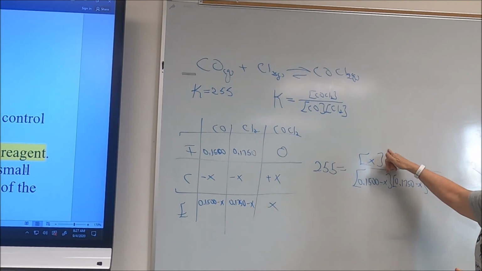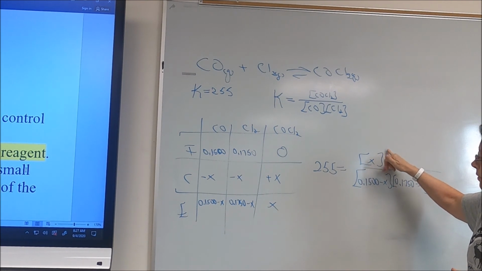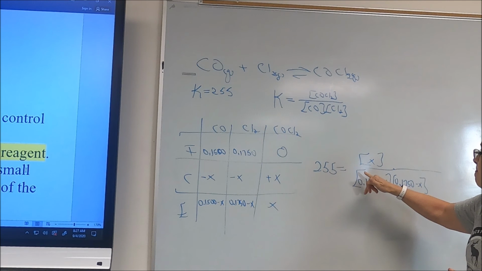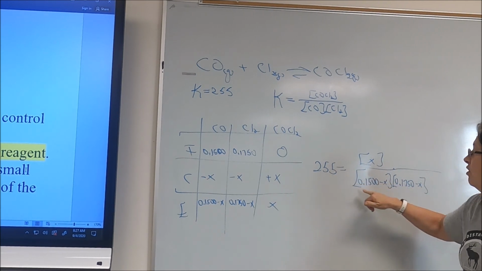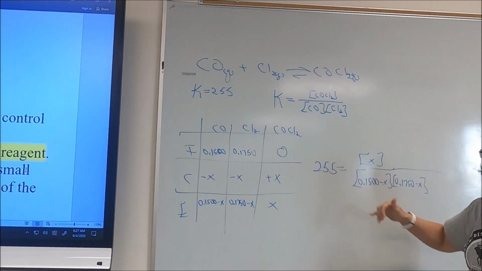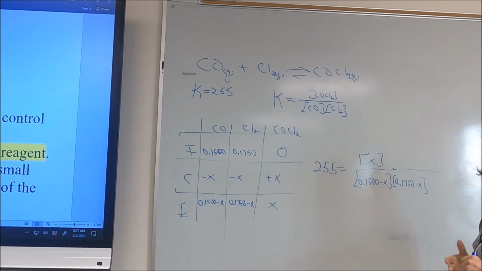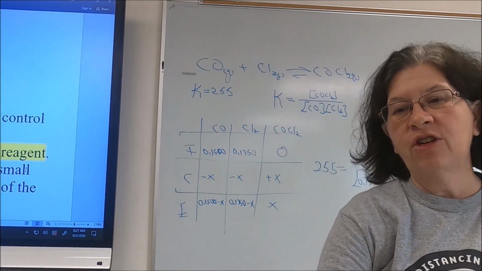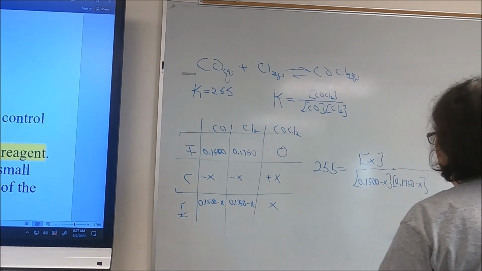If I look at this, there's not a square term on top, so I know it's not a perfect square. The value of K is larger than my starting concentrations, so I can't make an assumption. This is DEFCON 5, this is going to be a quadratic. So let's start FOILing this out.